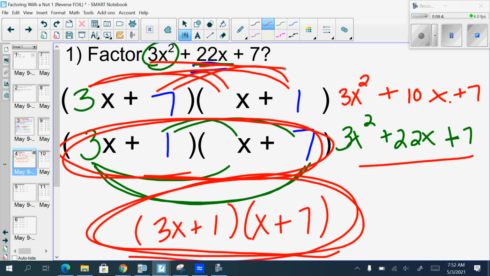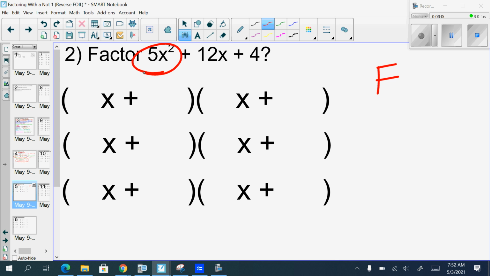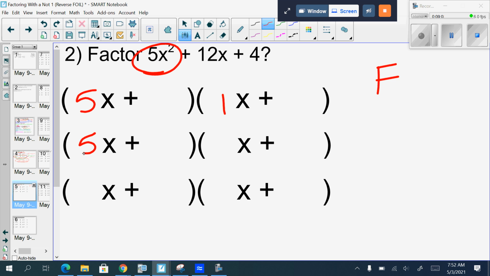Questions so far? All right, so moving on to the next one. I'm going to help you get started on first, okay? Again, I gave you another prime number. The only way to get 5 is 1 times 5, so it's going to have to be 5x and 1x. So guys, leave those in the same spots, okay?